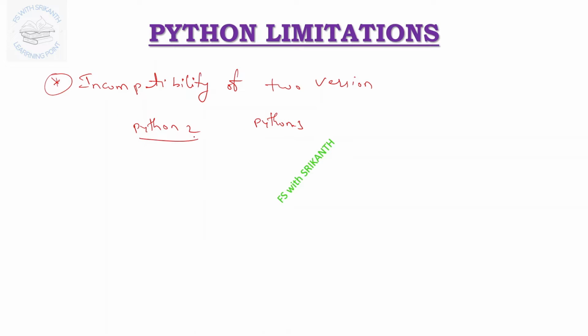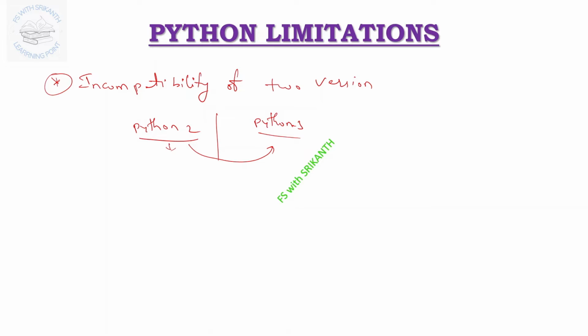If your project or your code belongs to Python 2, and you try to execute the same code on Python 3, there is no guarantee of the same result. That's the reason Python 2 is not similar to Python 3. Both are different because Python 3 does not have backward compatibility. Python 3 does not have the complete features of Python 2. So it is an incompatibility of two versions. Suppose your project is in Python 2, definitely you should rewrite your code in the Python 3 version, right?